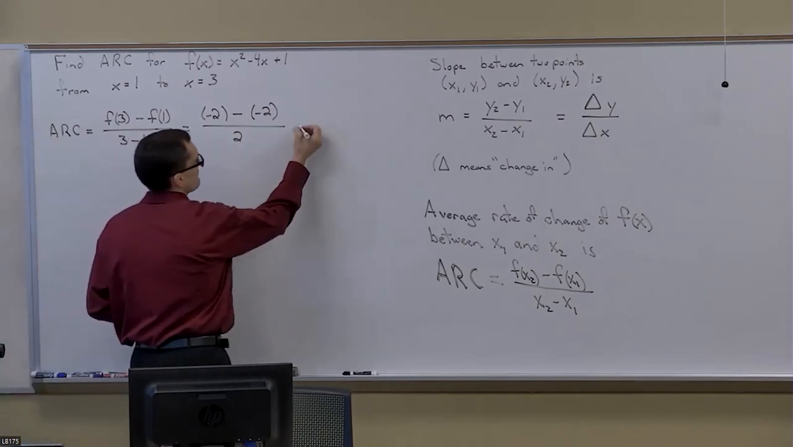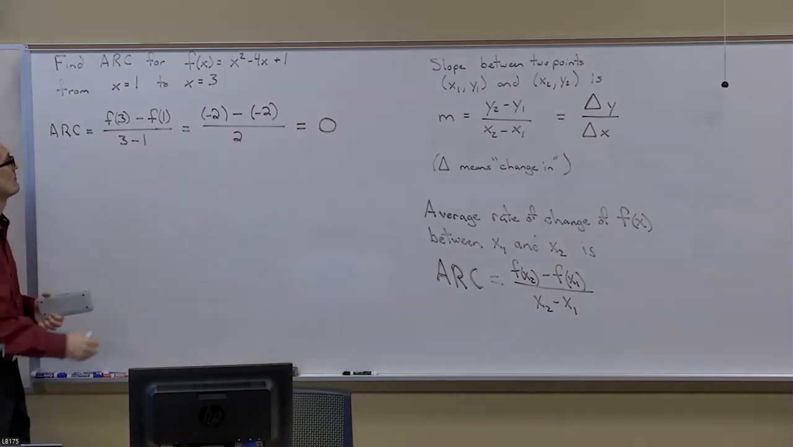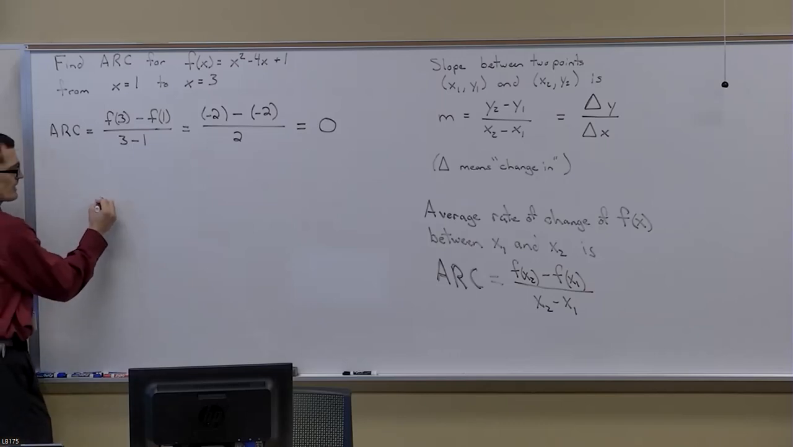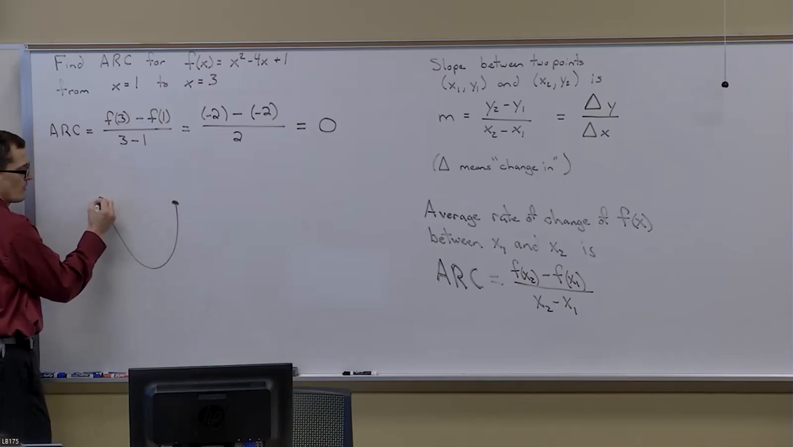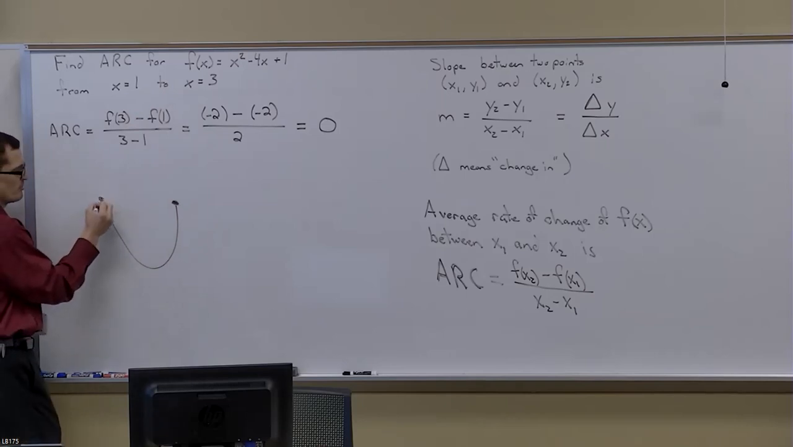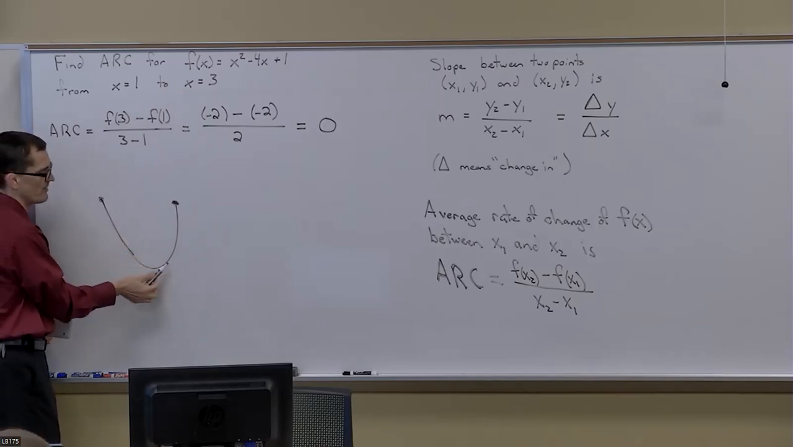So the average rate of change on this function is 0 from 1 to 3. Again, that's the average rate of change. That doesn't mean this function is constant. What's really going on is we're starting at a point. This is our function, the graph of which is a parabola. We're starting at a point, it goes down. So we decrease for a while. We get to a vertex and then we start increasing.